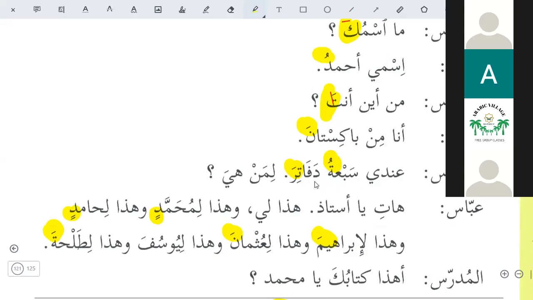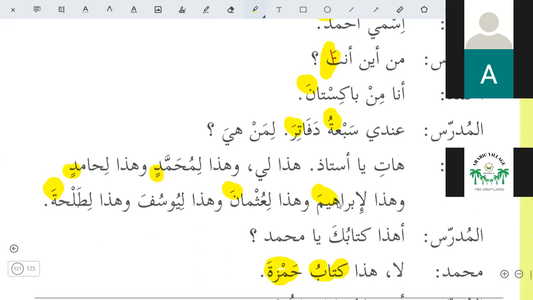I have 7 notebooks. In this bag, I have 7 notebooks. Thank you, sir. Who is the owner? This belongs to who?